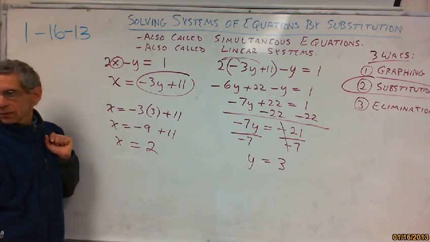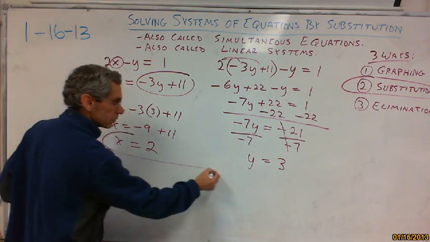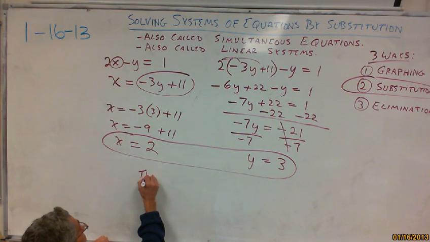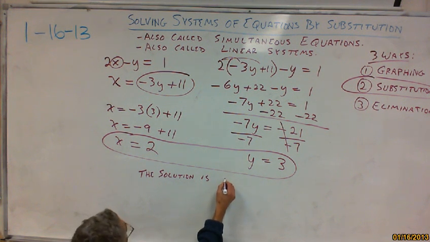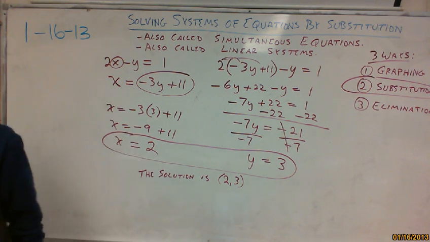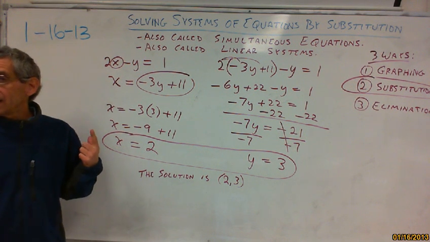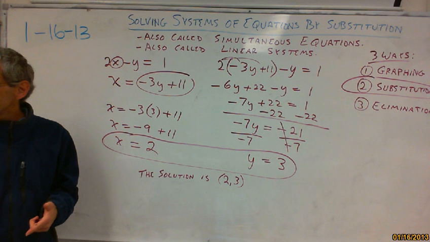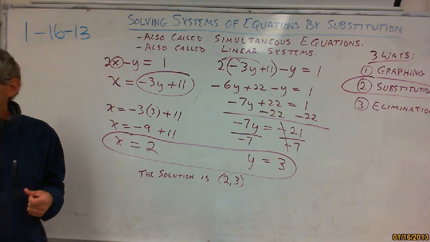Right? Am I right? Did I do it wrong? So my answer, I could either circle that, or I could say the solution is 2 comma 3. Either way. Does that make sense? And all you're doing, this is the key: one of them has to say x equals or y equals. As long as you have one of them saying x equals or y equals, then you've got it.